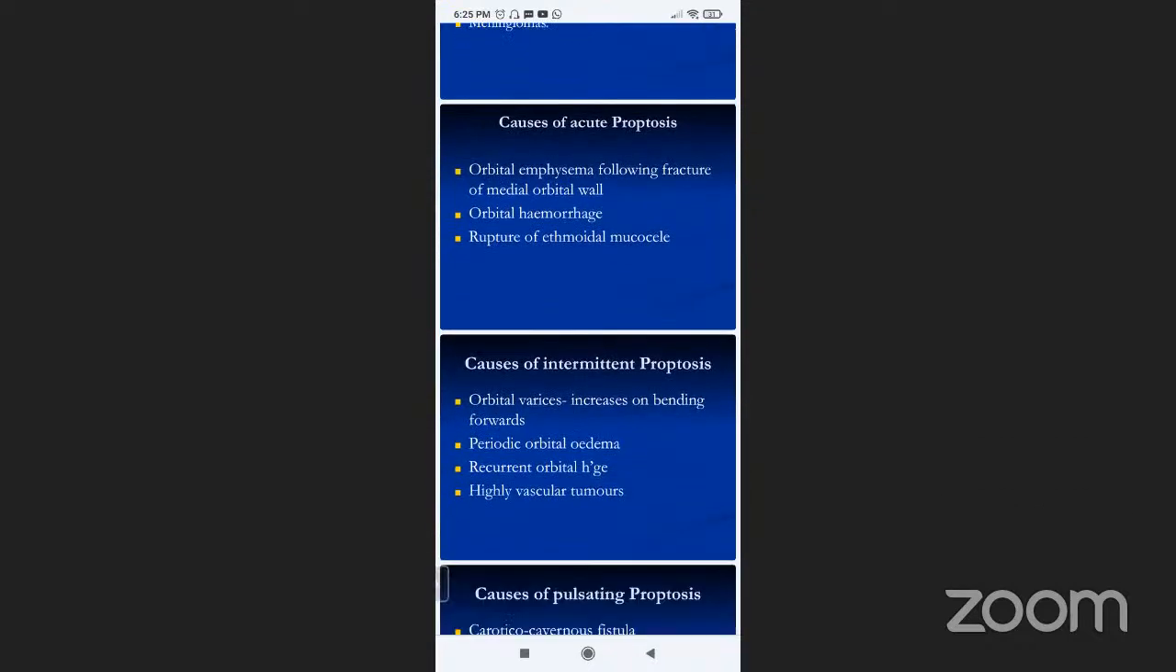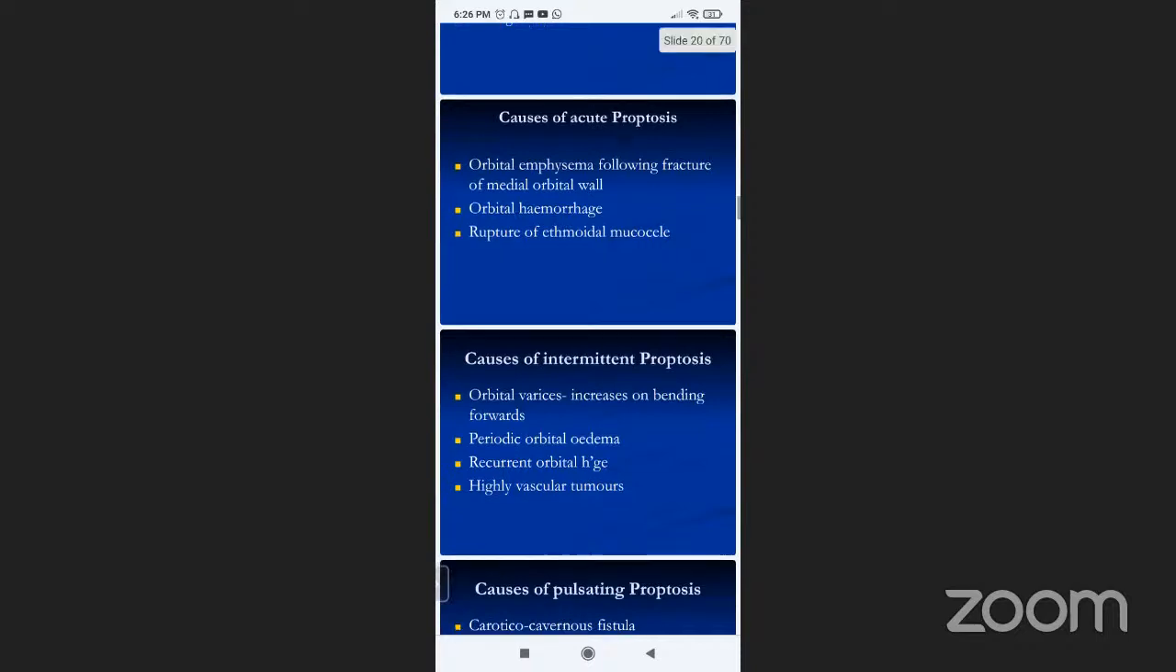Then usually proptosis can be a constant proptosis or an intermittent proptosis. What are the causes for intermittent proptosis? Intermittent proptosis can be seen in orbital varices. In varices, there is varying dilatation of the orbital veins, and on bending down, because of the gravitational effect, there can be an increase in proptosis. Then periodic orbital edema can produce intermittent proptosis, recurrent orbital hemorrhage, spontaneous hemorrhage as in hemophilia and all, that can produce intermittent proptosis, or highly vascular tumors can also produce intermittent proptosis.